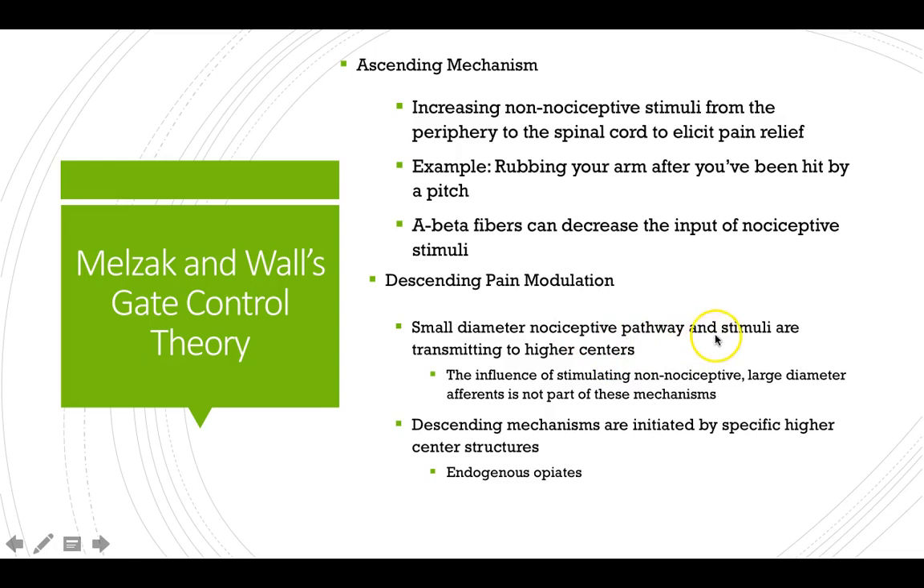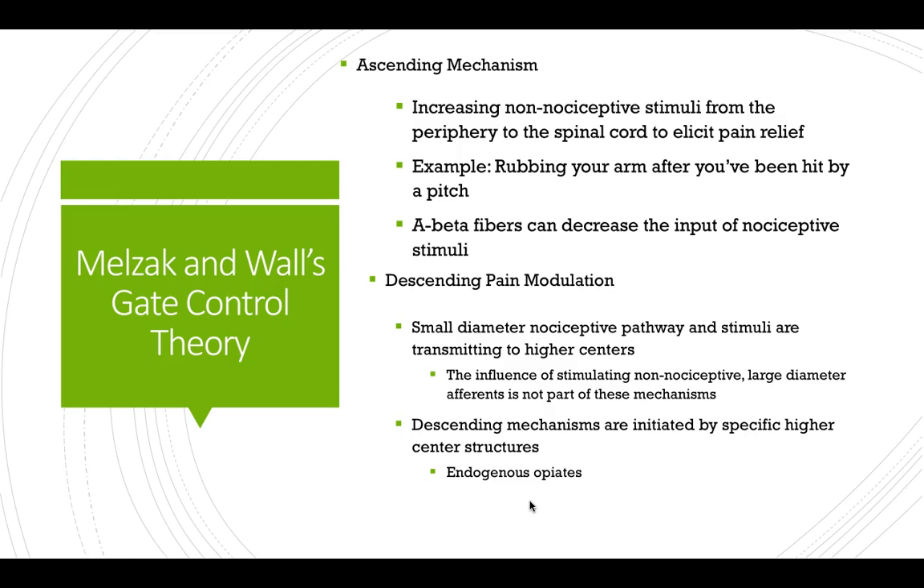they can go on the pathway and their stimuli are transmitted to the higher centers, and so we sense pain, right? The influence of those stimulating non-nociceptor large diameter A betas doesn't come into this mechanism, okay? This is all about how we take the information from the A deltas and what happens in our brain to respond. And in this case, what happens is something that comes from the brain and goes out into the body, and that's endogenous opiates. So you've heard of, endorphin rush, right?